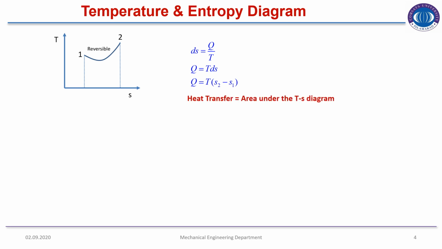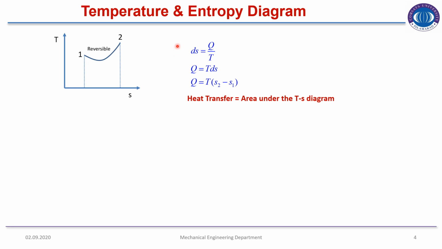So here is a TS diagram. Here is state 1 and state 2. In the TS diagram, temperature is on the y-axis and entropy S is on the x-axis. The process is happening from 1 to 2, and it is mentioned on the graph that it is a reversible process.